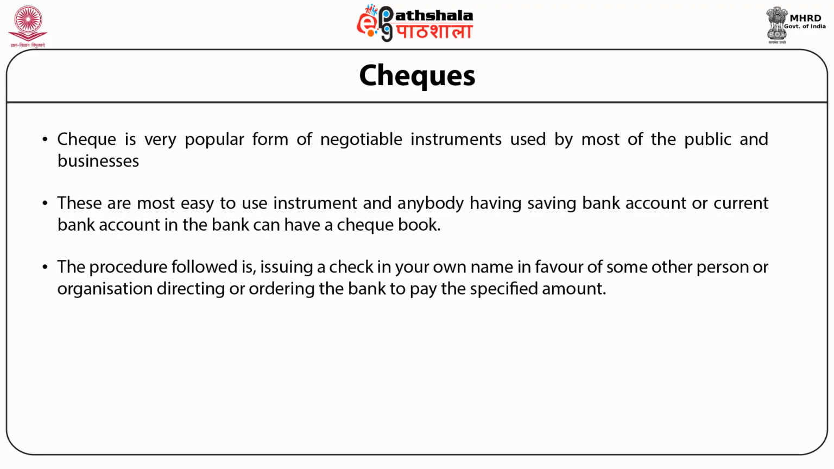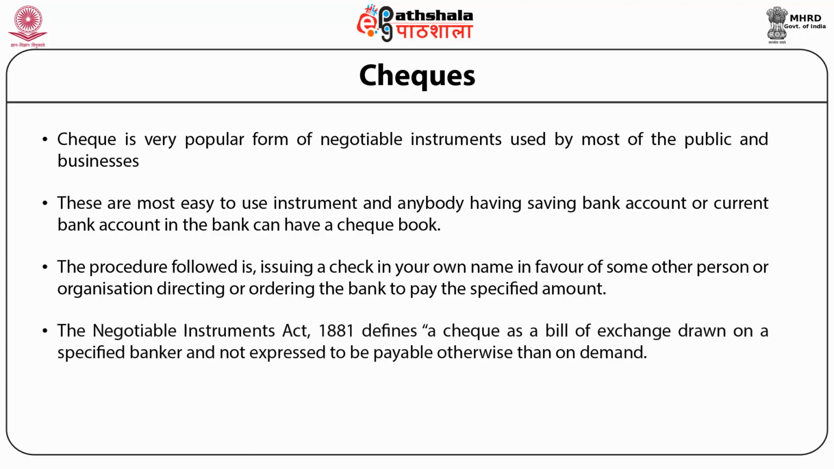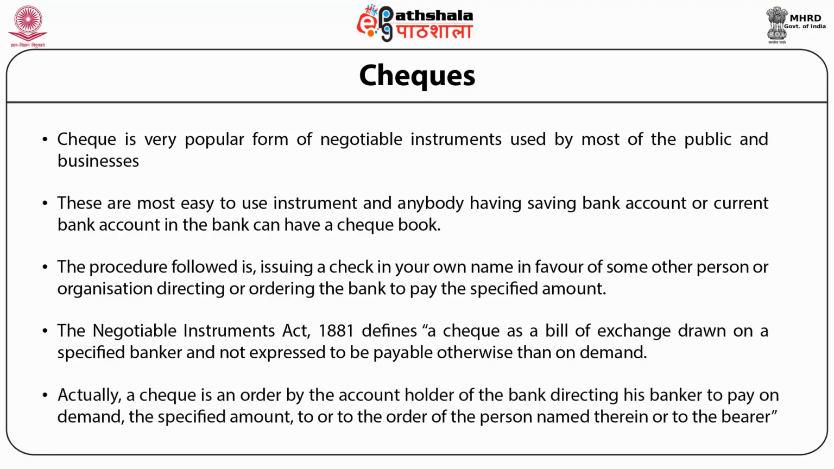A check can be compared to a bill of exchange with the difference that the bank will always be the drawee. The Negotiable Instruments Act 1881 defines a check as a bill of exchange drawn on a specified banker and not expressed to be payable otherwise than on demand. Actually, a check is an order by the account holder of the bank directing his banker to pay on demand the specified amount to the order of the person named therein or to the bearer.